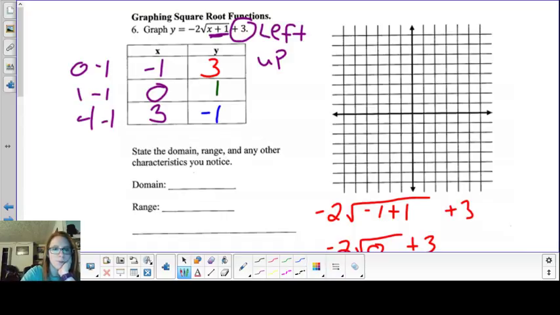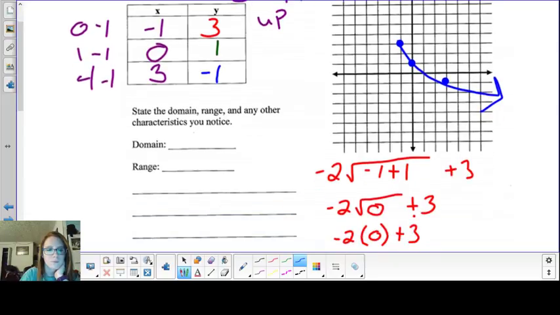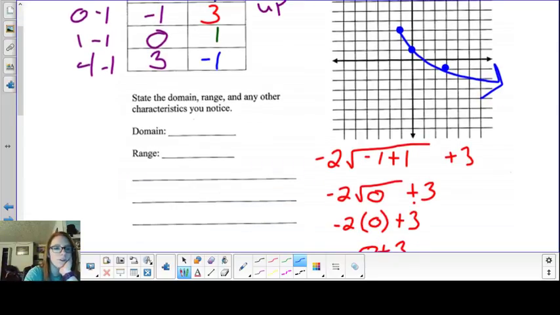So I'm going to go ahead and plot my points. I'm left 1, up 3. I am at 0, up 1. And I'm to the right 3, down 1. So when I connect my graph, it's flipped upside down. So for my domain, my x's are still getting bigger than negative 1, but my y's in this case are getting smaller than 3.